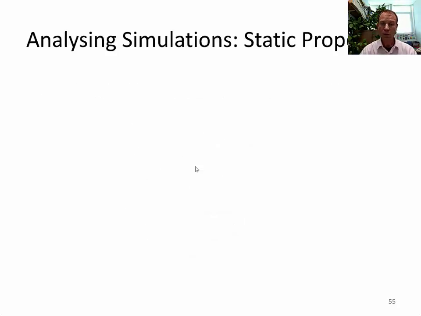So, now we've set up our simulation, set it running, whether we're using Monte Carlo or molecular dynamics, we need to start analysing the simulation to get out various things. So there are various static properties that we can get out, so we can get things like average structures and so on, and they're quite easy to understand what they are. One which is a little bit more subtle is the radial distribution function.